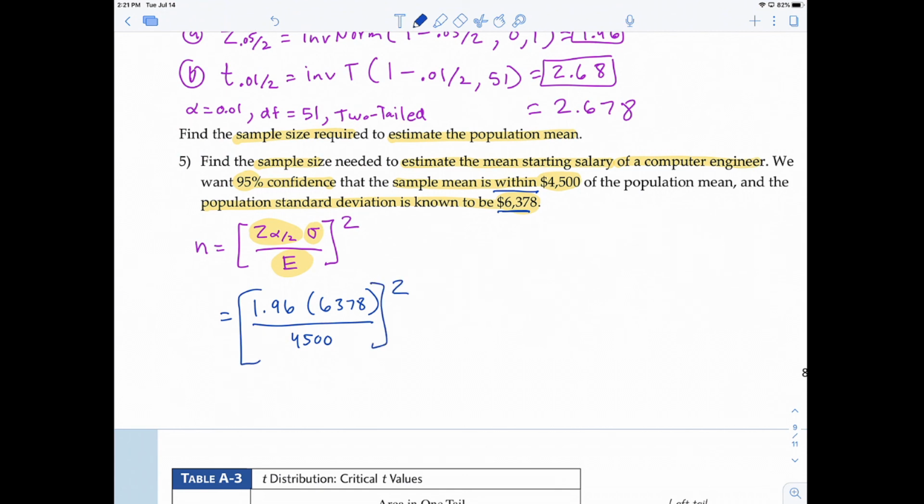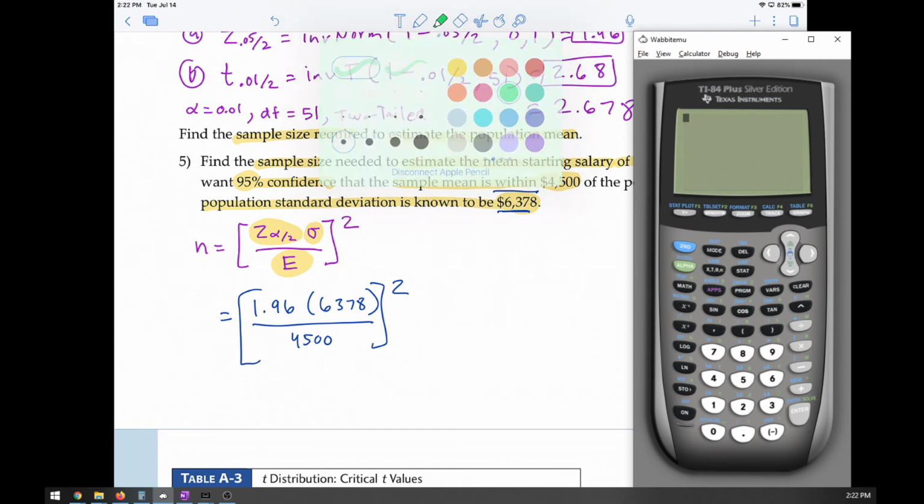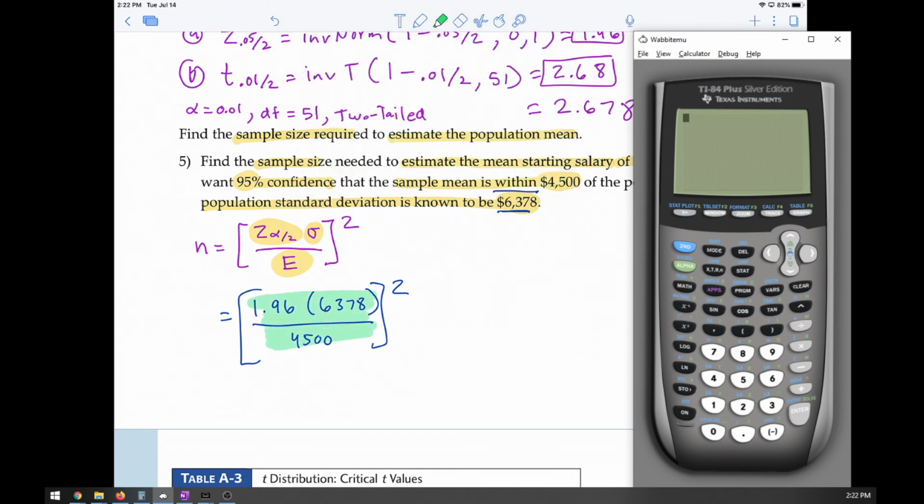We're going to evaluate all of this, and then we're going to square it. So let me show you guys how I would put it into the calculator. There are several ways you could do it, but here's one way. I'm going to evaluate what's inside first, and then once I get that value, I'm going to square it. So I'm going to do 1.96. I could put parentheses if I like. I can multiply or just press the multiplication button. I'll just go ahead and put the parentheses, then close parentheses, and then divide by 4,500.